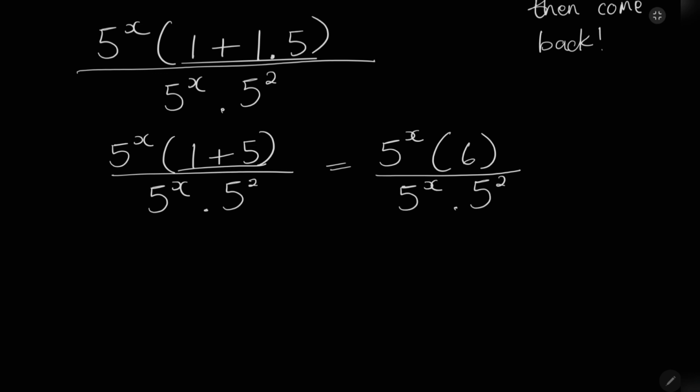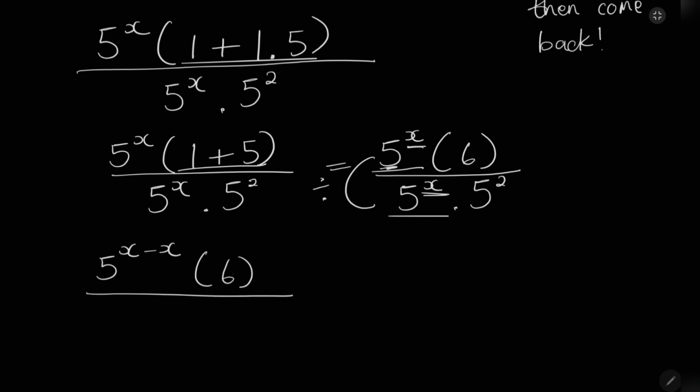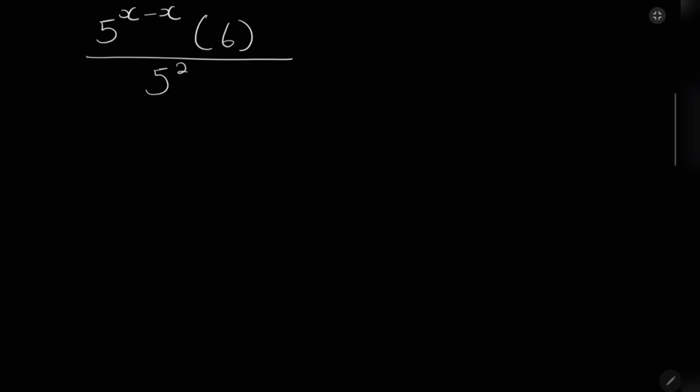So what should we do? Do we have any common bases? We have 5 to the power x and 5 to the power x. We have two bases that are divided, so we can subtract their exponents. This will be 5 to the power x minus x. Remember that law? Times 6 over, we no longer have that 5 to the power x. We're left with 5 squared in our denominator.